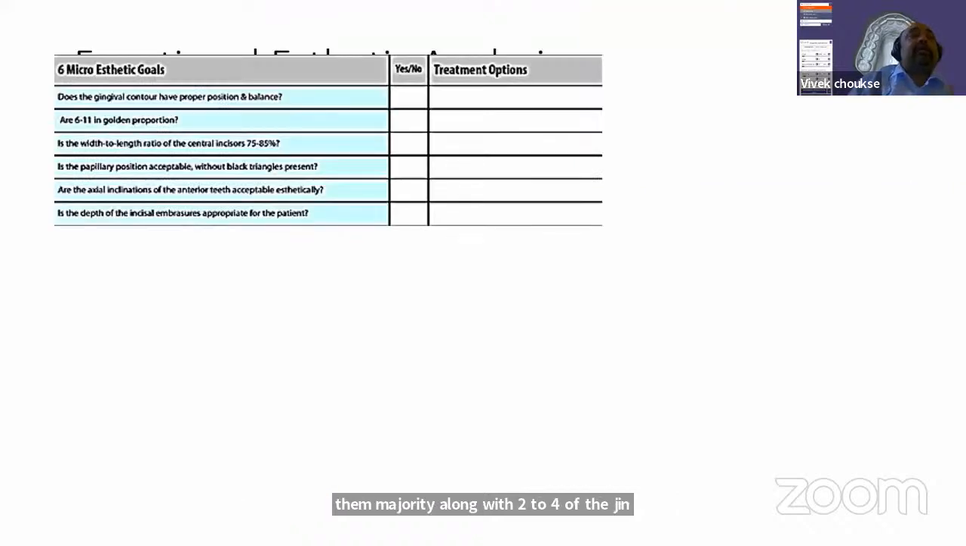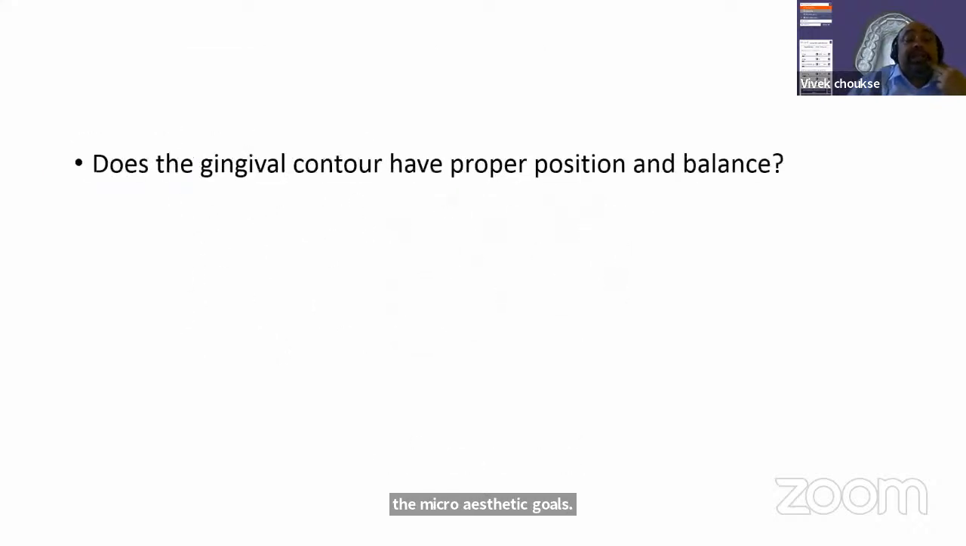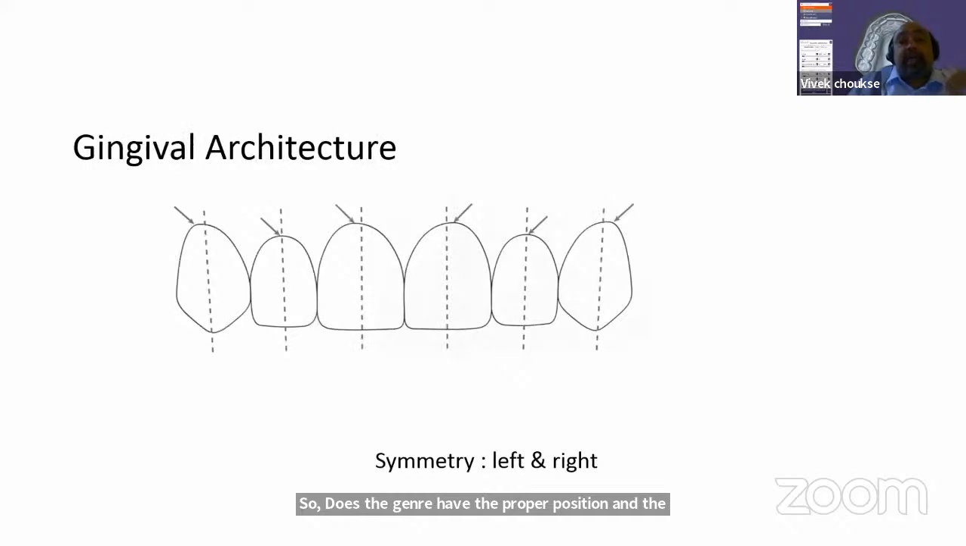After checking the macro aesthetic goals, we should see the micro aesthetic goals as well. Does the gingival contour have the proper position and balance? We should check for that. How do we check that? Again, we should look at the gingival architecture.